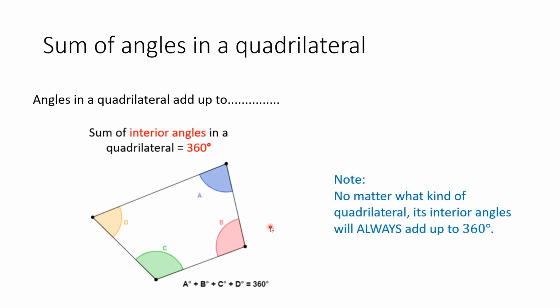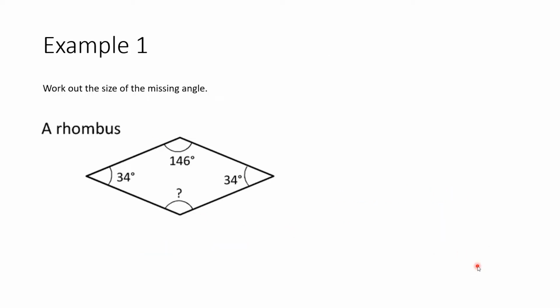A little note is no matter what kind of quadrilateral, its interior angles will always add up to 360 degrees. So whether it's a regular or an irregular quadrilateral, its inside angles, the 4 inside angles, will always add up to 360 degrees. So let's go for some examples.